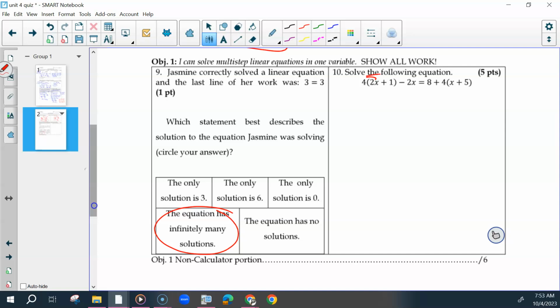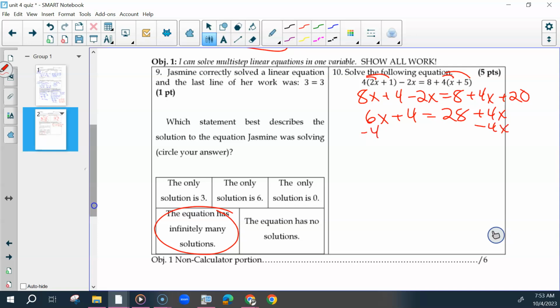Right? And then most of us got this correct. We should have distributed. You get 8x plus 4 minus 2x equals 8 plus 4x, 20. Combine like terms. And then started to move. How you did that was up to you. Some of us subtracted 4x. And then subtracted 4 to get 2x equals 24. We get x equals 12.